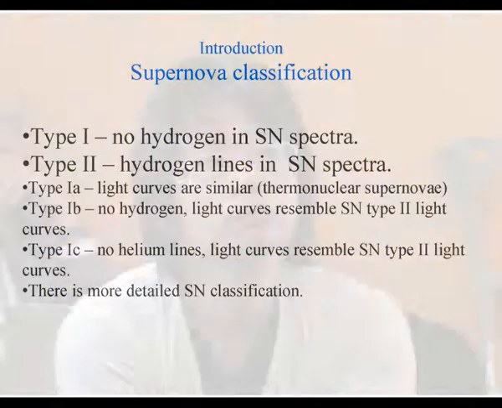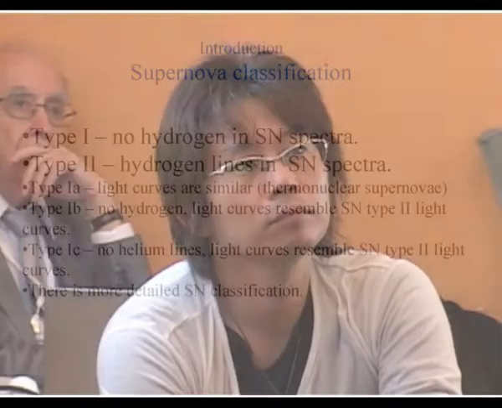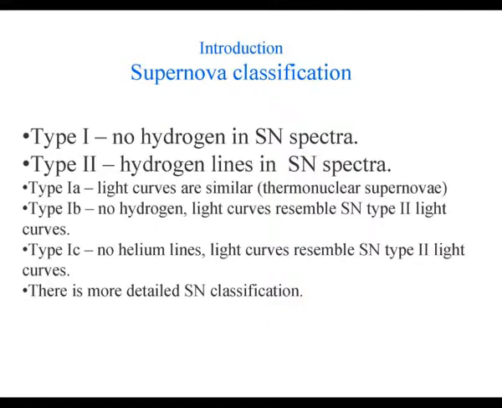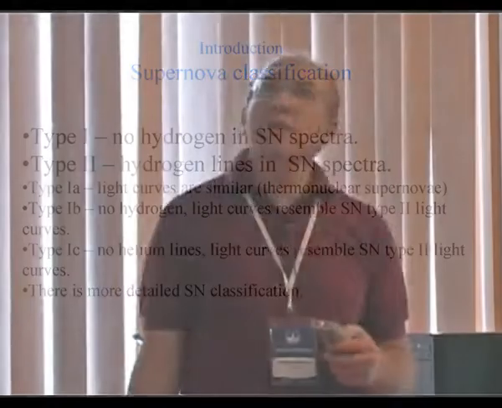Everybody, I'm sure, knows this pretty standard supernova classification. The very rough classification says that a supernova can be divided into two types: type one, when we don't see hydrogen in the spectra, and type two, when we can see hydrogen lines.